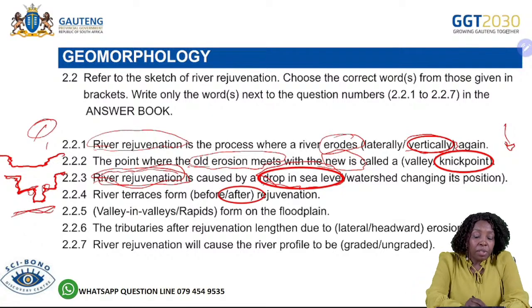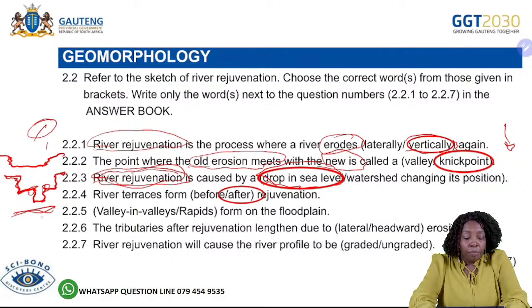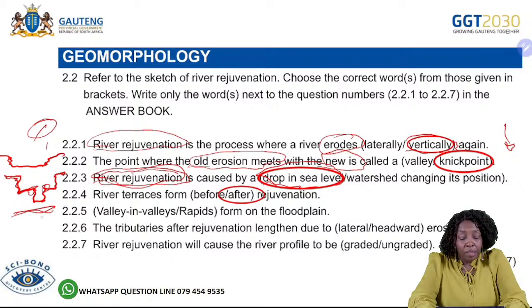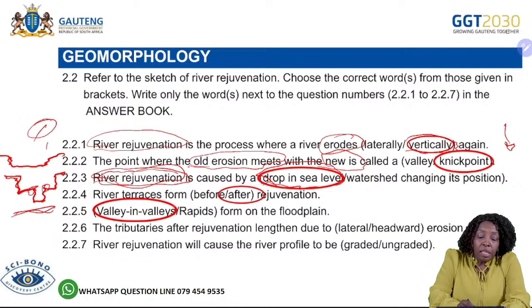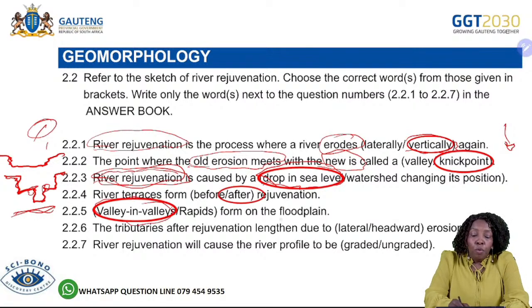Terraces are the step-like features that we find as the river cuts deeper. Then valleys in a valley, or the rapids, form on a floodplain. So we see a development of what? Of valleys in a valley within what? A floodplain. Initially, the floodplain would be on these sections of the valley.